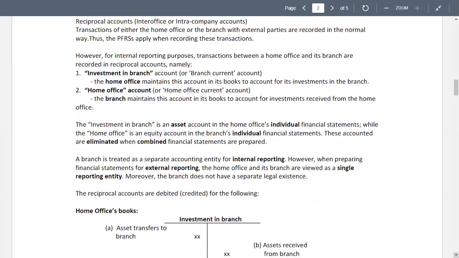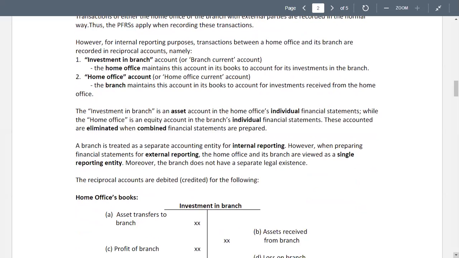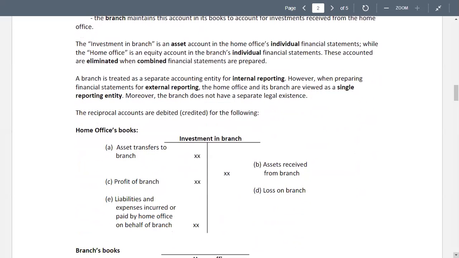Now, the reciprocal accounts are debited and credited for the following. For the home office books, we debit the account investment in branch for the assets transferred to the branch. We also debit investment in branch for the profit of the branch and for the liabilities and expenses incurred or paid by the home office on behalf of the branch. For example, the home office will pay for the rental of the branch. Now, the home office will debit investment in branch.